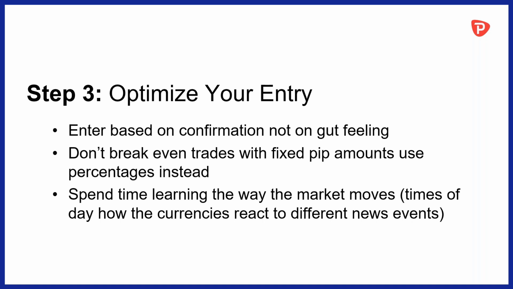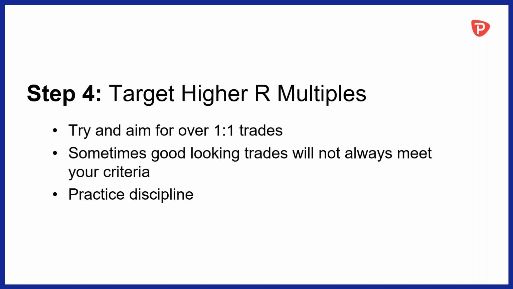It's again a big mistake people do. They usually fix a pip stop loss and then say, okay, I'm going to use this stop loss every time, I'm going to use this contract size every time, and I'm going to use this break even points every time. So definitely try to get out of that idea. And of course, we say it many, many times, spend time learning the way the market moves, because it does move different over different times.